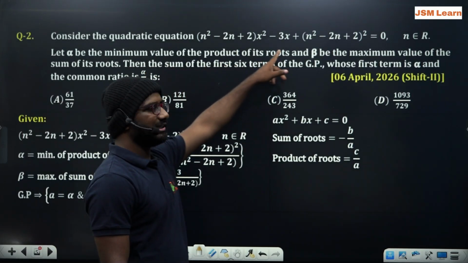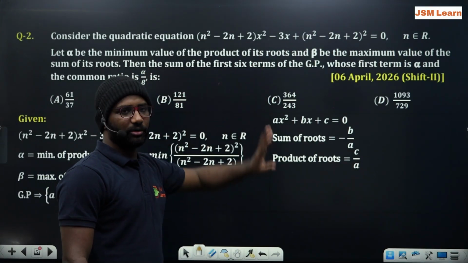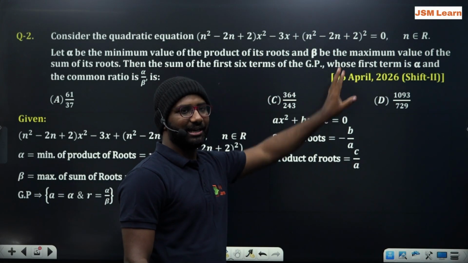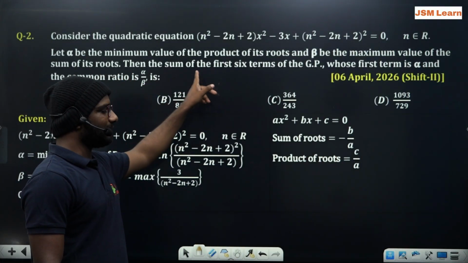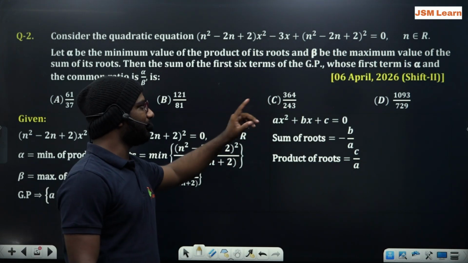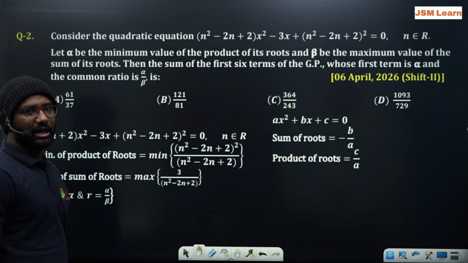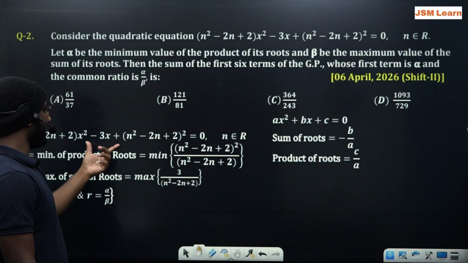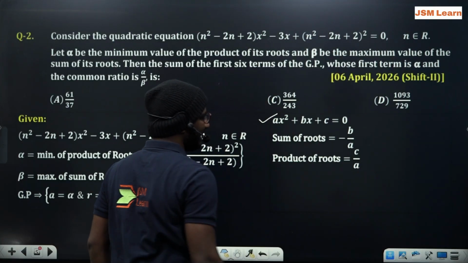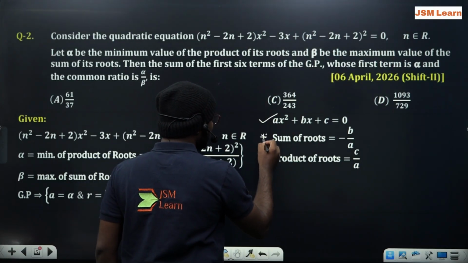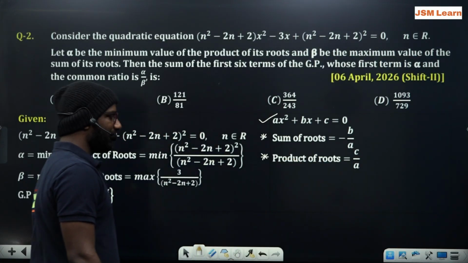Here a quadratic equation is given, and alpha is the minimum value of the product of its roots. Beta is the maximum value of the sum of roots. We are going to find the sum of the first 6 terms of a GP, whose first term is alpha and the common ratio is alpha by beta. By comparing this quadratic equation with the general equation, we know that the sum of roots is equal to minus b by a, and the product of roots is equal to c by a.